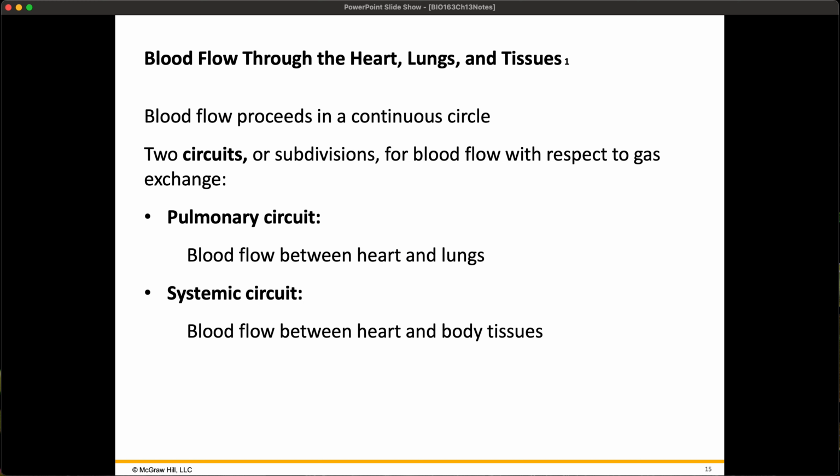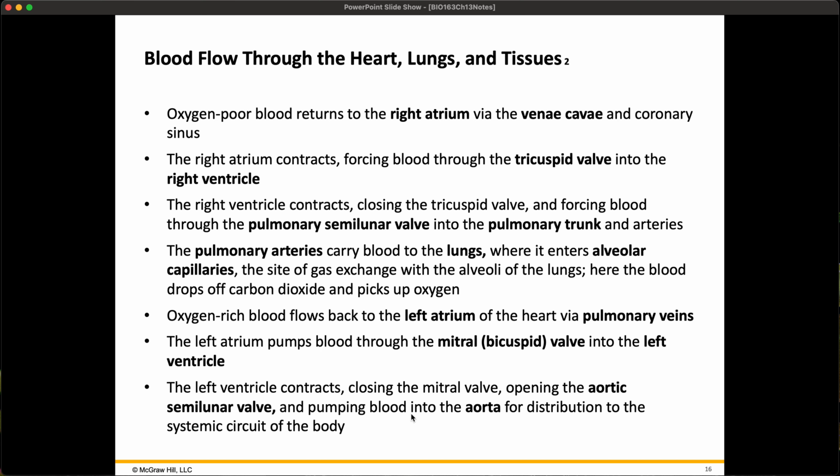Okay, so blood flow proceeds in a continuous circle. Your heart starts beating around 8 weeks, and then it continues until you die. And so it's moving through these two circuits, the pulmonary circuit and the systemic circuit. Pulmonary, heart and lungs, systemic, heart and body tissues. This is all for exchanging nutrients and gases and wastes.